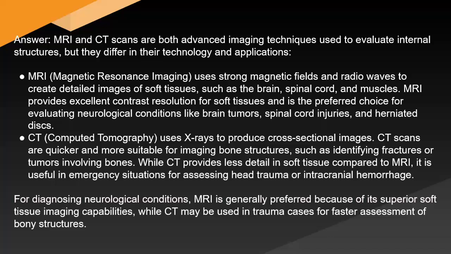CT, computed tomography, uses X-rays to produce cross-sectional images. CT scans are quicker and more suitable for imaging bone structures, such as identifying fractures or tumors involving bones. While CT provides less detail in soft tissue compared to MRI, it is useful in emergency situations for assessing head trauma or intracranial hemorrhage. For diagnosing neurological conditions, MRI is generally preferred because of its superior soft tissue imaging capabilities, while CT may be used in trauma cases for faster assessment of bony structures.